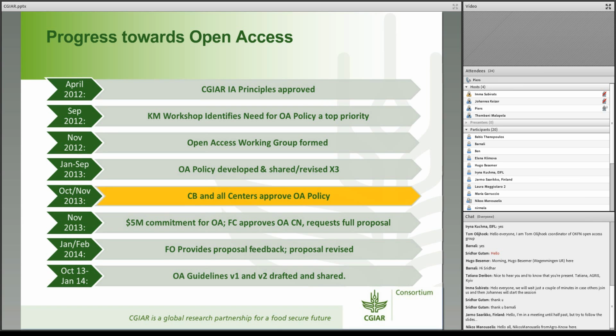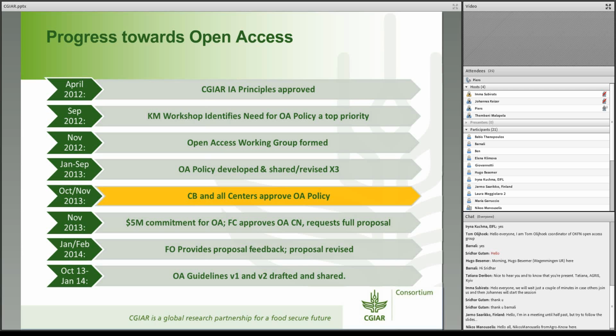So getting from that lofty language of we should get all of our research results out promptly, how do we move that forward? The first step was a policy that we could actually get everybody to agree to. I attended that workshop in September as an observer before joining the consortium officially at the end of October of 2012. In November, we formed a cross-consortium open access working group charged with drafting the policy. But as you can imagine, getting 15 research centers to agree to one policy that would fundamentally change the way we disseminate research was no easy task, and it took a number of months and iterations.